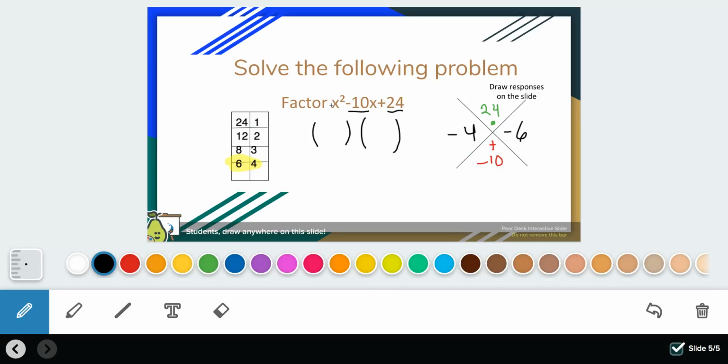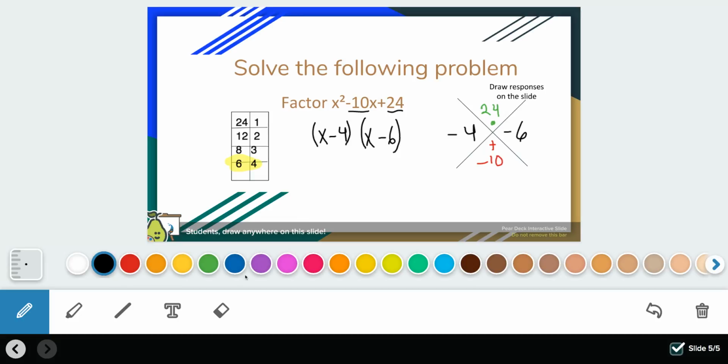When the coefficient here is 1, you're welcome just to put x times x, because the only multiples that will give you x squared is x times x. Now the 24 has choices. Here are the choices. But the ones that we're going to use are 6 and 4. And we discovered that they're negative 6 and negative 4.